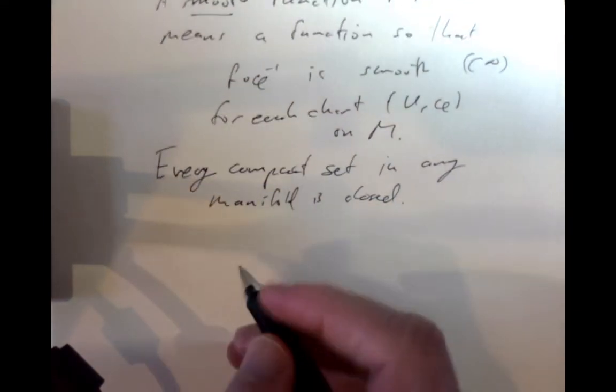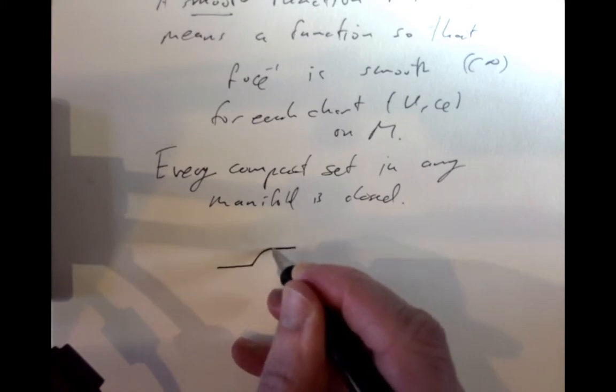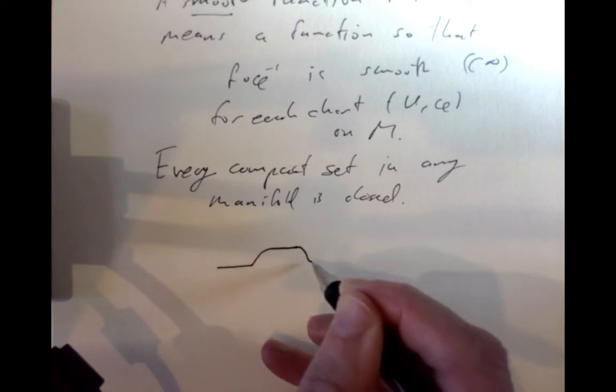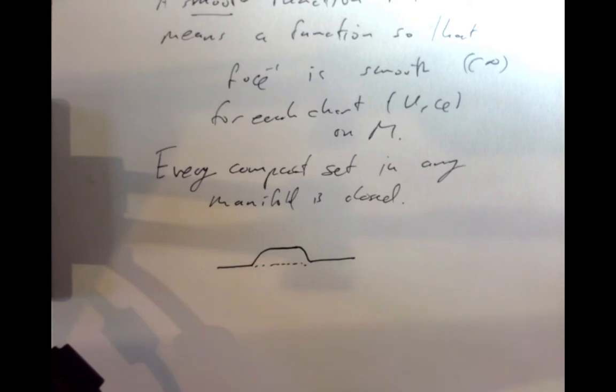Roughly speaking, a bump function should be something like this: dead zero, then making a little lump, maybe going flat equal to 1 for example for a while, and then going back down again and being dead zero again. That's the sort of function we want to construct. We want to construct lots of functions like that on manifolds.